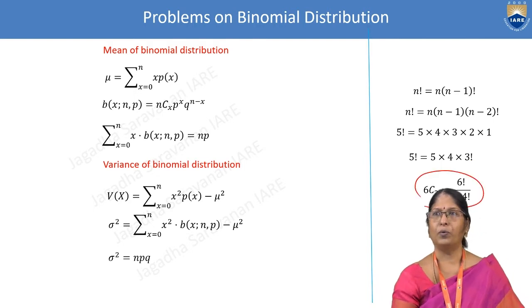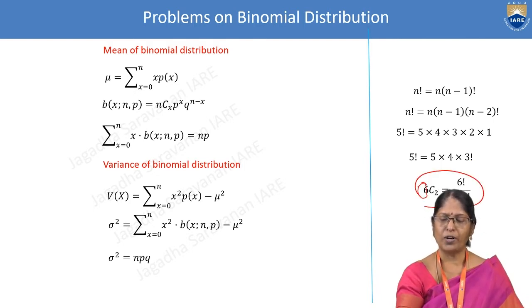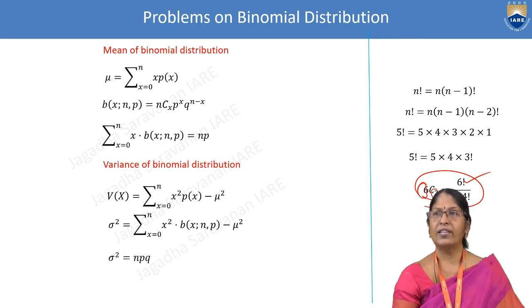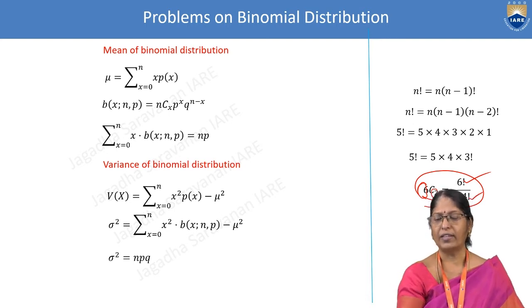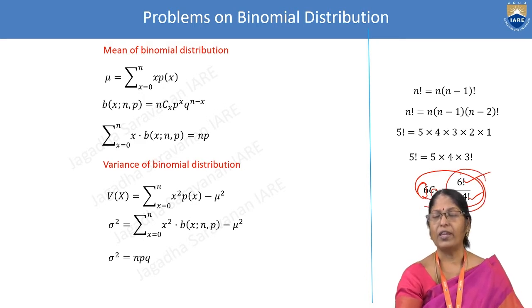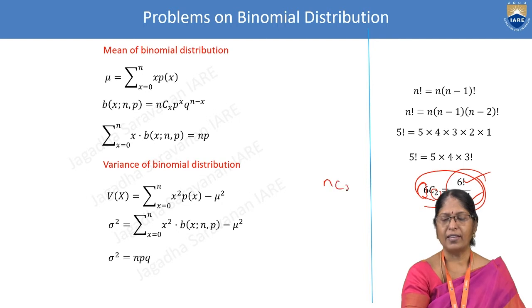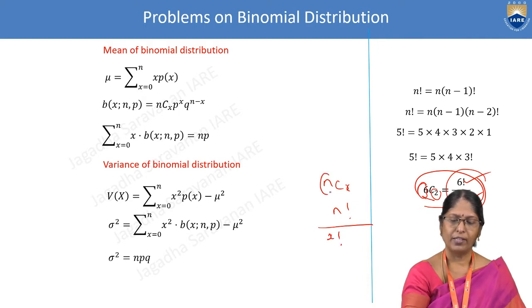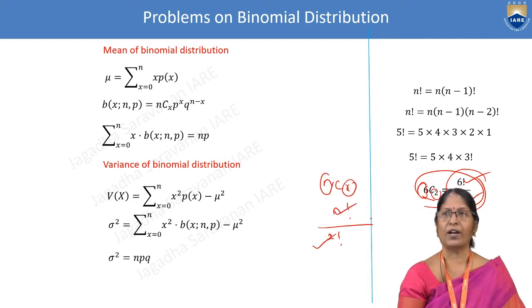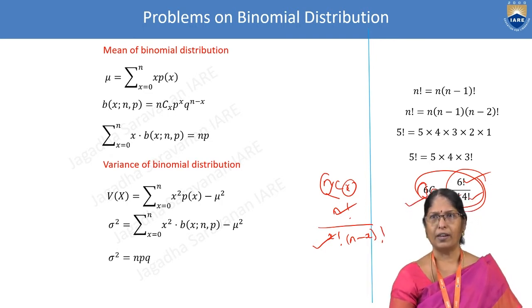Here for 6C2, the value at this position is that number's factorial, at this position is that number's factorial, and for the difference, 6 minus 2, that value's factorial. This is the value of 6C2. In such a way nCx should be written: the formula is n factorial by x factorial, and for this position the factorial of the difference, where we do the subtraction. That's what the example here is given in numbers.